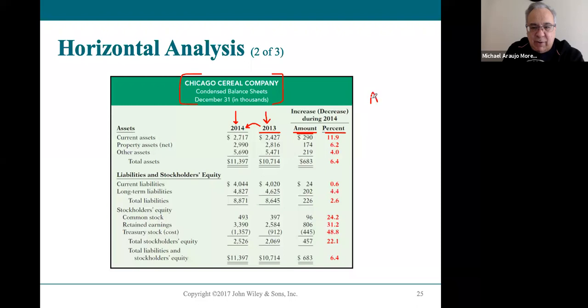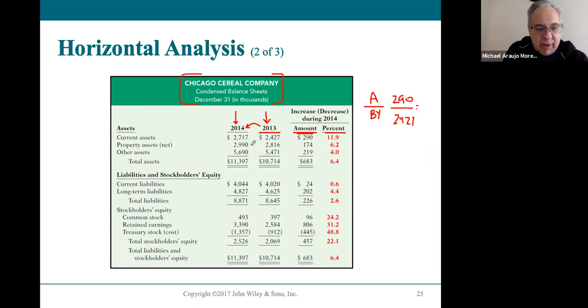So the amount is the difference, and we'll put that over the amount in the base year. Okay, so in this case, the 290 is the amount that's different. The base year amount is 2427. And when you do that, you'll see it's an 11.9% difference. Okay, it's an increase of 11.9%.